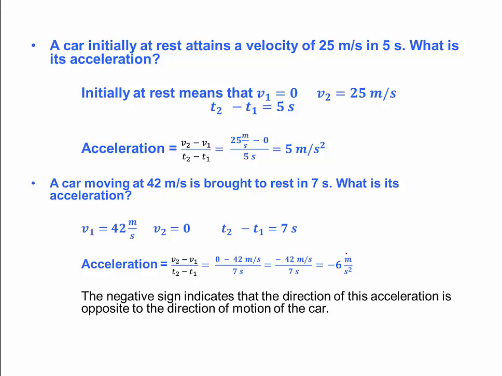Now what does the negative sign tell you about this motion? The negative sign tells you that the acceleration is happening in the opposite direction as its velocity. In other words, as the car is moving that way, the velocity is directed that way, but the acceleration is directed in the opposite direction. That's what brings it to a rest. So the acceleration occurs opposite to the velocity. That's what the negative sign means.